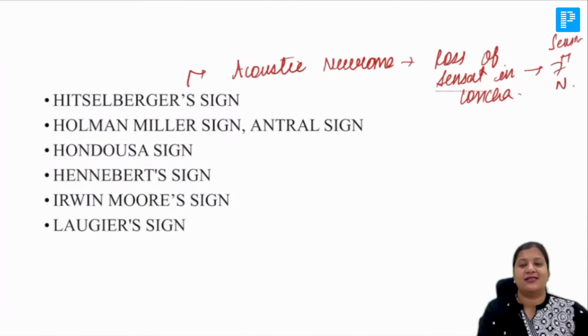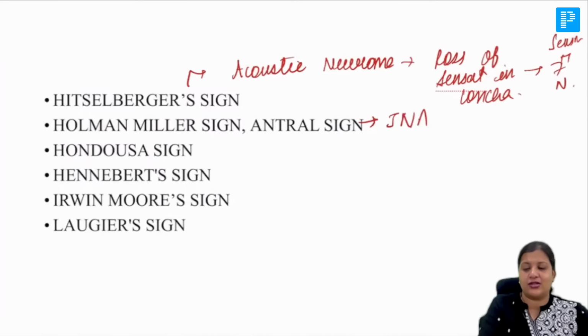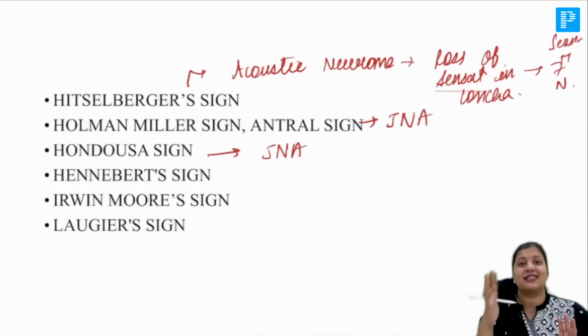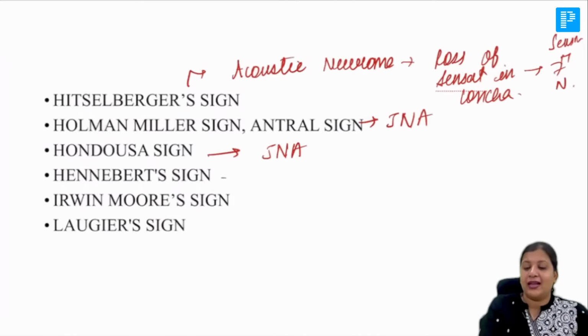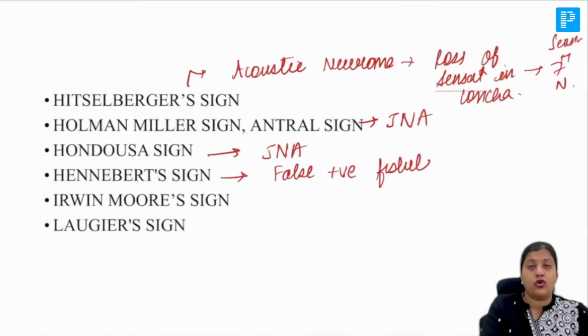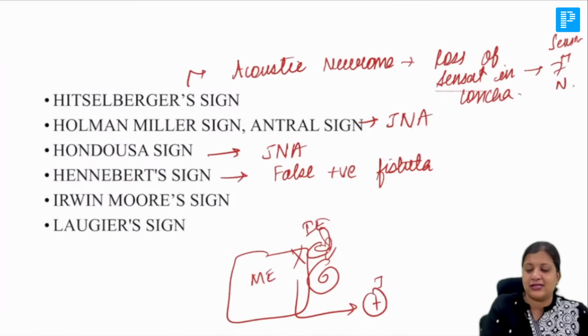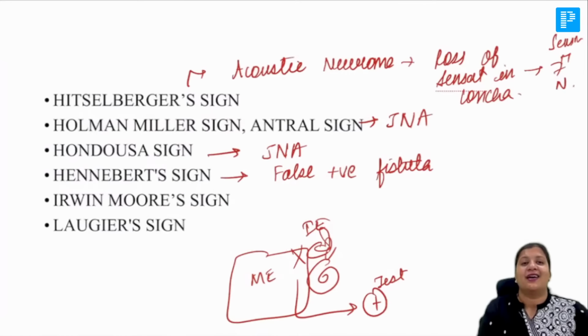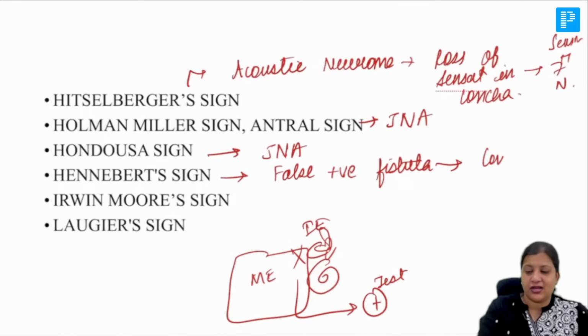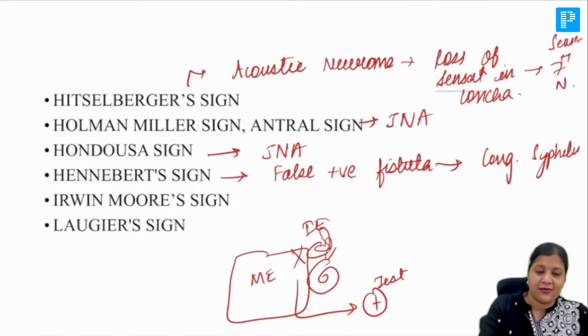Tolman-Miller sign or antral sign. This is seen in juvenile nasopharyngeal angiofibroma. We have discussed this. Hondius's sign is also seen in JNA, where there is an increase in the distance between the maxilla and the mandible. Hennebert's sign is a false positive fistula test, meaning there is no communication between the middle ear and inner ear. So between the middle ear and inner ear, there is no communication or fistula, but the test is positive. This we call Hennebert sign, which is seen in patients with congenital syphilis. It can be seen in some patients of Meniere's disease as well.